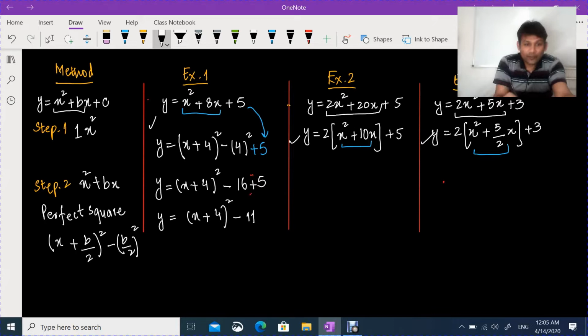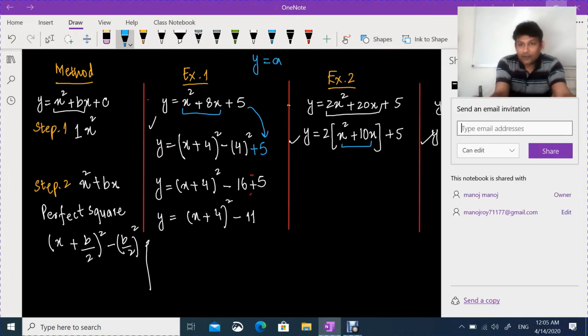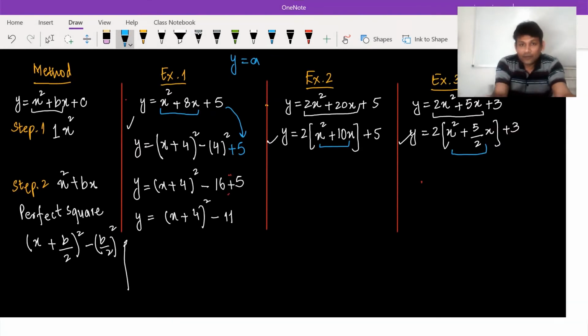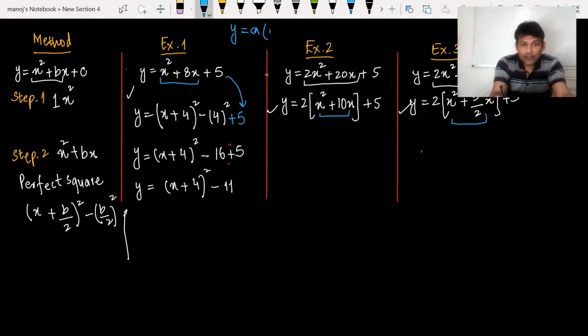Okay, now here we have to decide what is the value of a. Remember, the formula is y is equal to a (x minus h) whole square plus k. It's better to do it like this. What is the value of a here? a is 1.